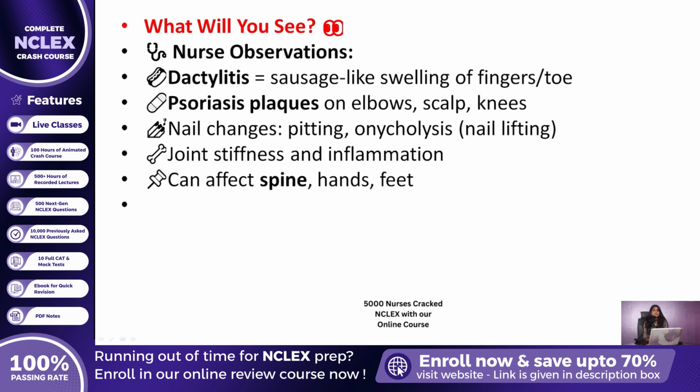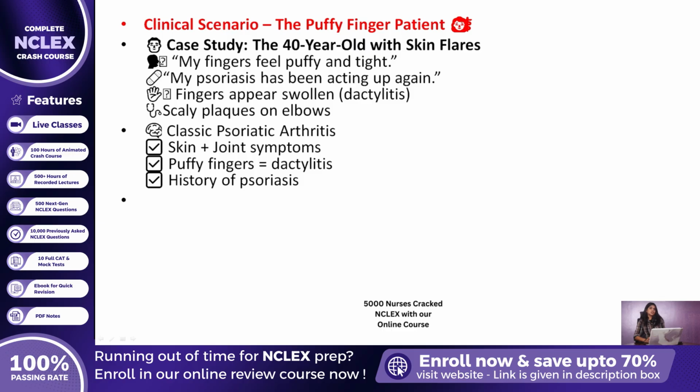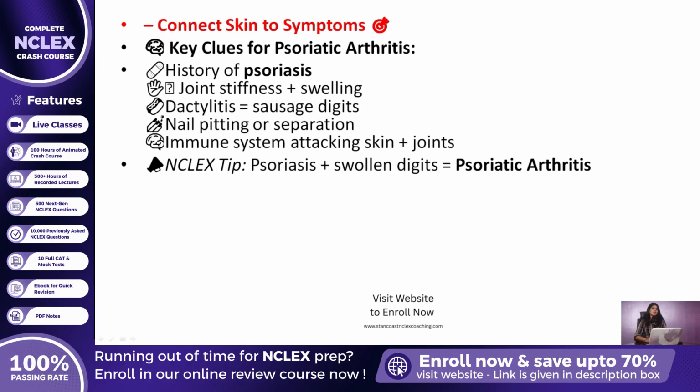Let us bring it to life with a clear example. A 40-year-old client with a history of psoriasis says, "My fingers feel tight and puffy and my skin flares up constantly." When you assess the patient, you see swollen fingers and scaly plaques on the elbows. That is psoriatic arthritis showing both of its faces: joint inflammation and skin involvement. When you see joint pain paired with these distinct skin signs, psoriatic arthritis should be right at the top of your differential.